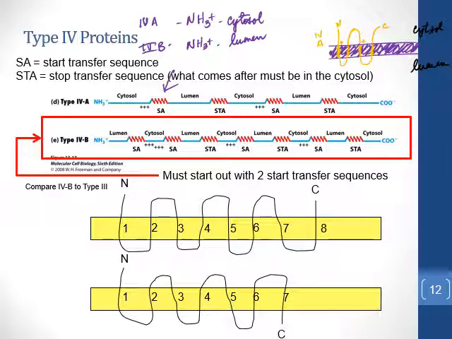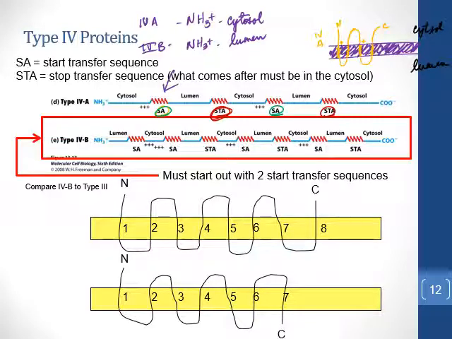Notice with 4A that we have alternating start, stop. You know what? Let's do this. This is start, stop, start, stop. Okay? For a 4A, you just want to kind of alternate that.